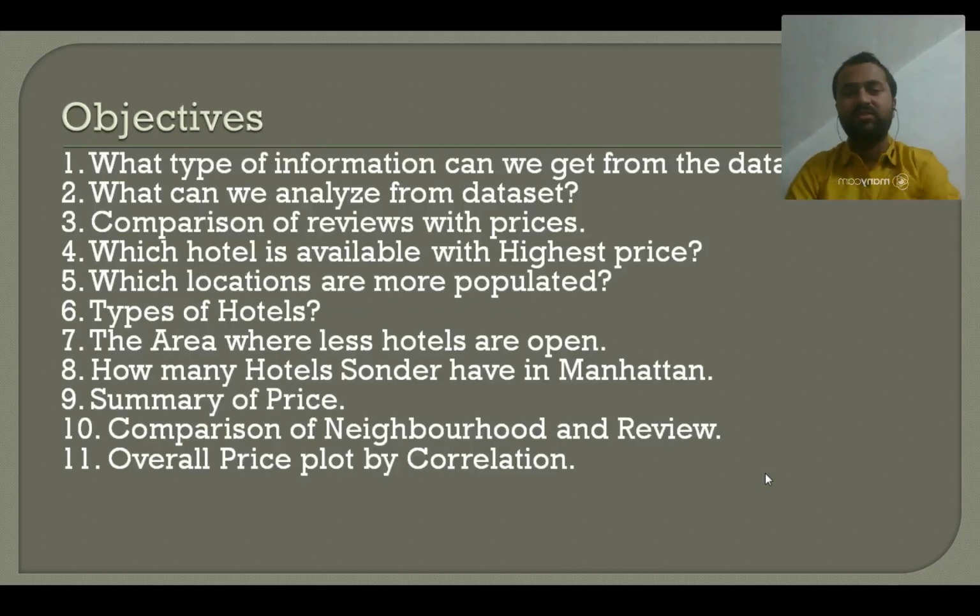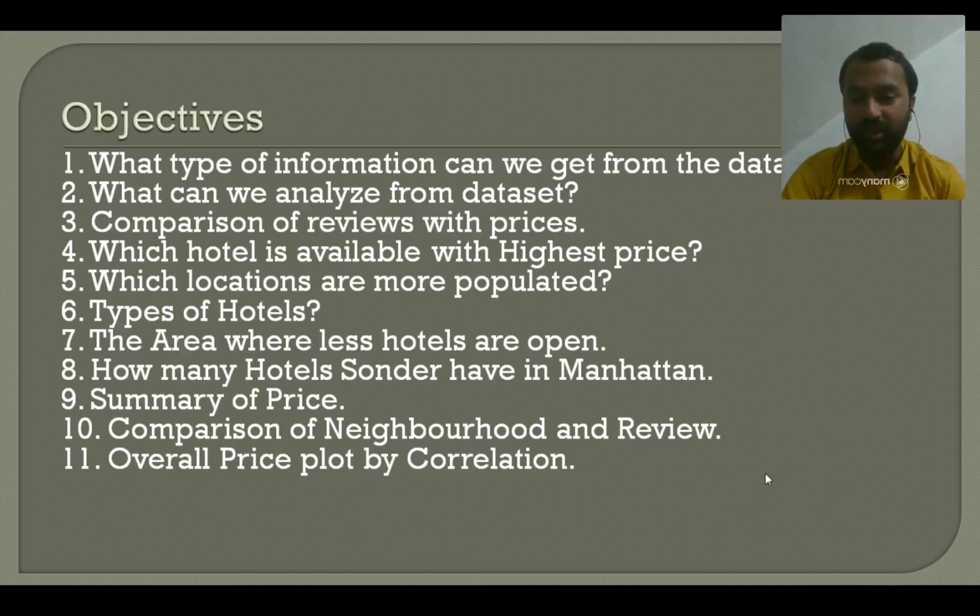Next one is objectives. These are some questions which came to my mind, and I got the answers to these questions by analyzing the data. Like, which hotel is available with the highest prices. I did a comparison of reviews and prices. Bivariate analysis is here. Overall price plot by correlation. The multivariate analysis is here.